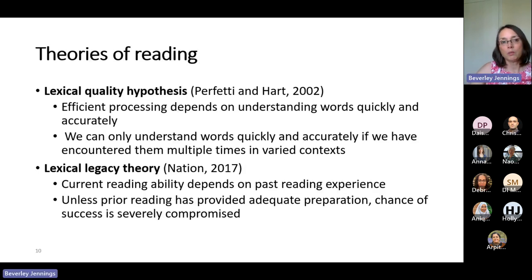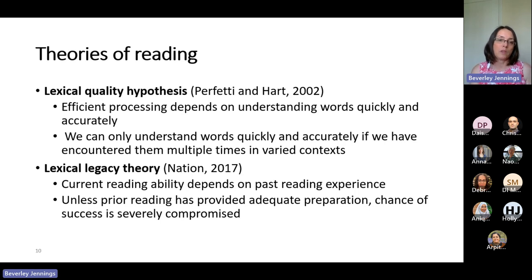So I've been working with two main theories of reading. Lexical quality hypothesis looks at the efficient processing of a word, depending on understanding the words quickly and accurately, and that speed and accuracy only being possible if we've encountered those words multiple times before in varied contexts. So again, that importance of reading experience and experiencing words many, many times over, but in different ways.